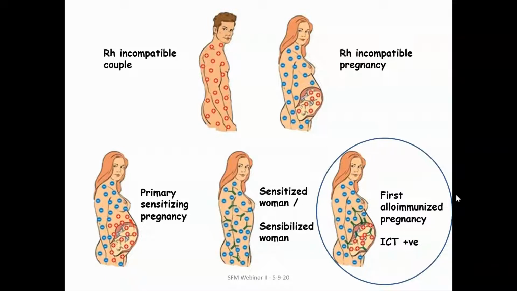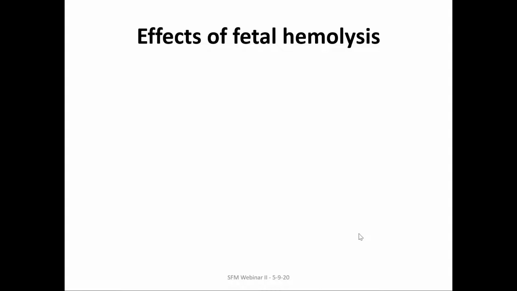Now, if this fetus in this particular pregnancy carries an antigen to which the mother already has antibodies, which is what caused the positive ICT, and these antibodies we know are likely to be IgG antibodies, they would cross the placental barrier. They would attack the fetal blood cells and start causing fetal hemolysis. Once that happens, the first alloimmunized pregnancy gets recalled as a first affected pregnancy. So what are the effects of fetal hemolysis?